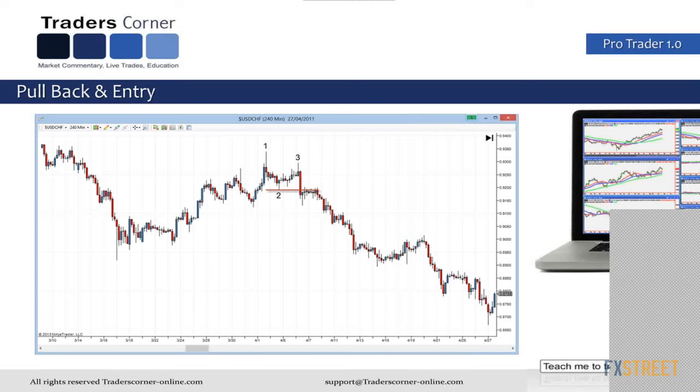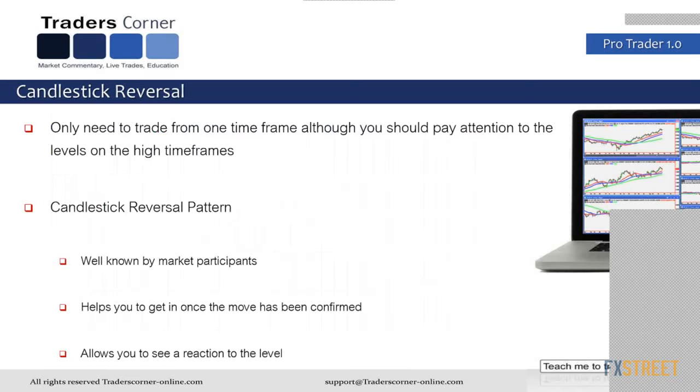I'm entering at line two. Yes, indeed. I'm entering once the market breaks through line two. Okay, cool. So we'll move on. So that's a 1-2-3 reversal.